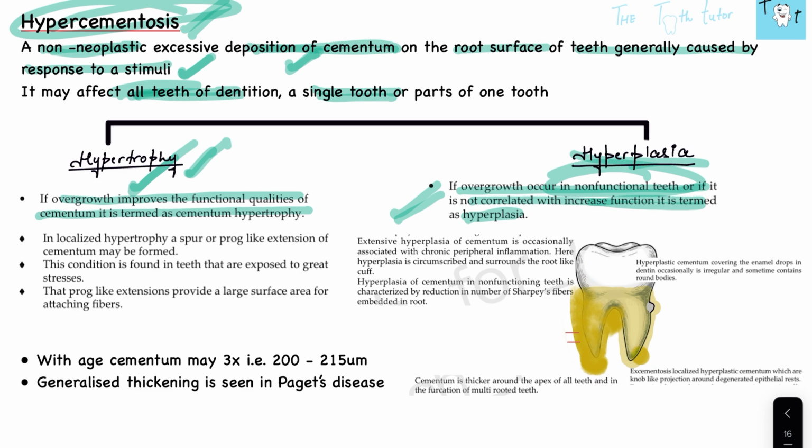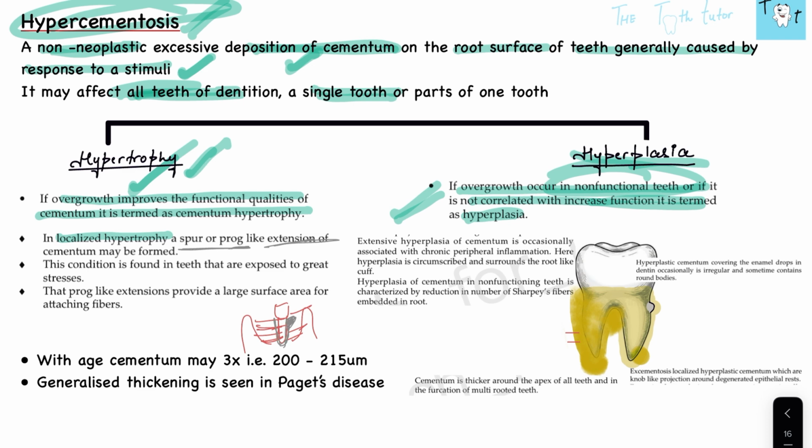Okay, so localized hypertrophy means, I have this tooth. Okay, this is my tooth. For some reason, let's say that there is not proper attachment between the alveolar bone and the tooth over here. I have many fibers over here, right? But for some reason I have only a few. Some injury happened or something. So a lot of cementum will get deposited over here. It is called a spur or prong like extension of cementum.